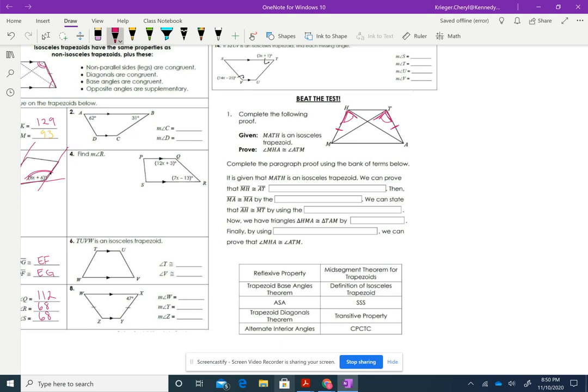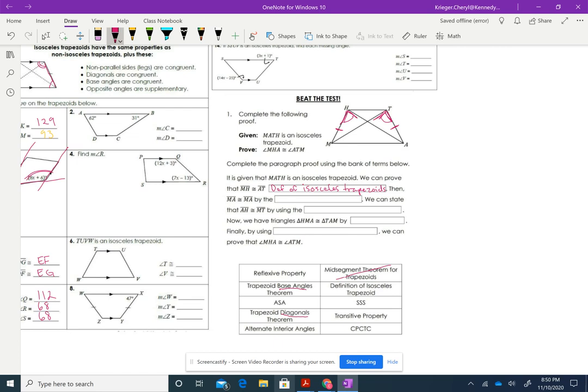All right, well, let's try to figure this out. We have trapezoid diagonals theorem. Well, are MH and AT diagonals? No. Okay, are they base angles? No. Are we using the midsegment? No, I don't think we're using it at all, but we'll leave it there. Definition of isosceles trapezoid. Yes. Okay, so this is definition of isosceles trapezoid, because that's what we've got so far.